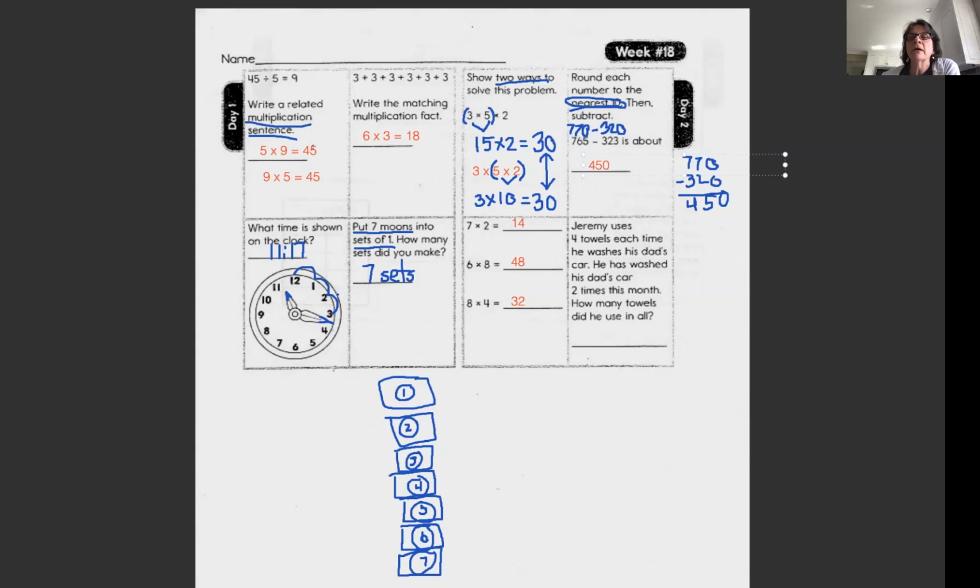And then our last question, and we got some pretty easy word problems today. It says, Jeremy uses 4 towels each time he washes his dad's car. So we got 4 towels each time. He has washed his dad's car 2 times this month. So he's done that twice. How many towels did he use in all?